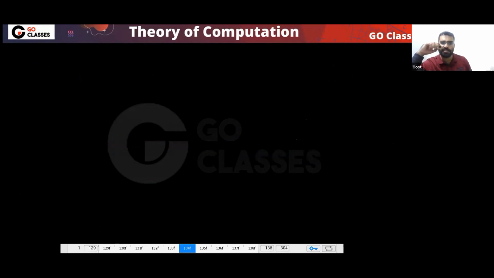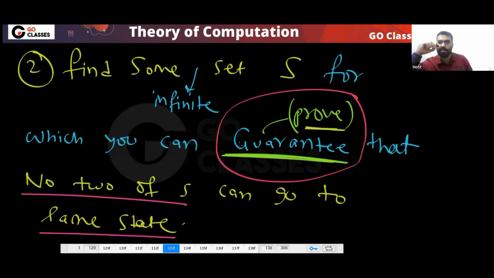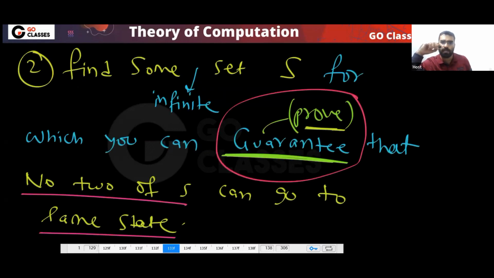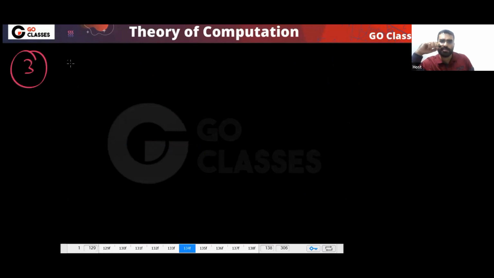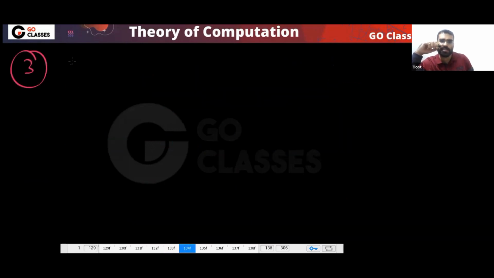If you do this, that's it. Once you prove this, once you guarantee this, this guarantee is the work. Once you guarantee that no two of them can go to the same state, then finally I can say that L is non-regular. This is the explanation of point 2.